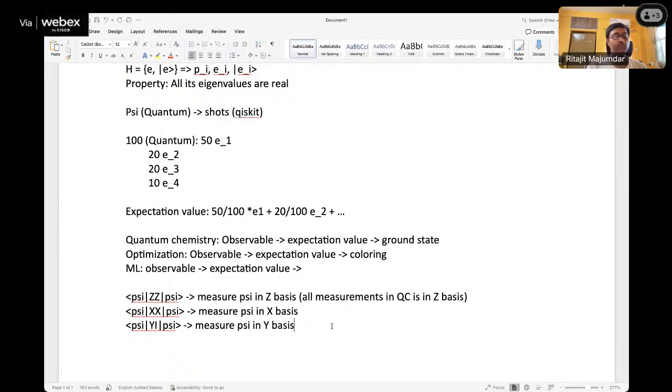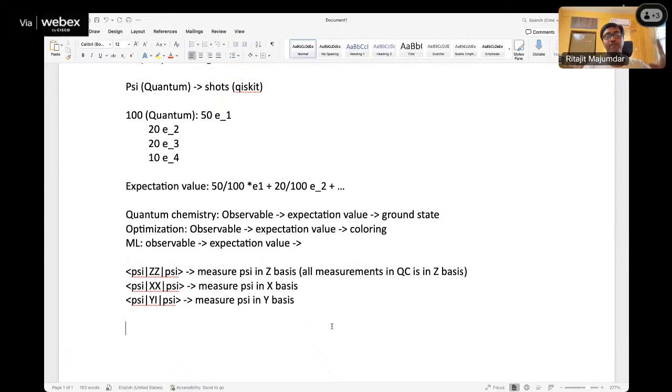And you will see there are so many protocols, and I'm not sure if you have already done that. If not, there are many protocols like teleportation and dense coding, which say that you need to measure in something called the Bell basis. But we do not measure that. So what do we do?